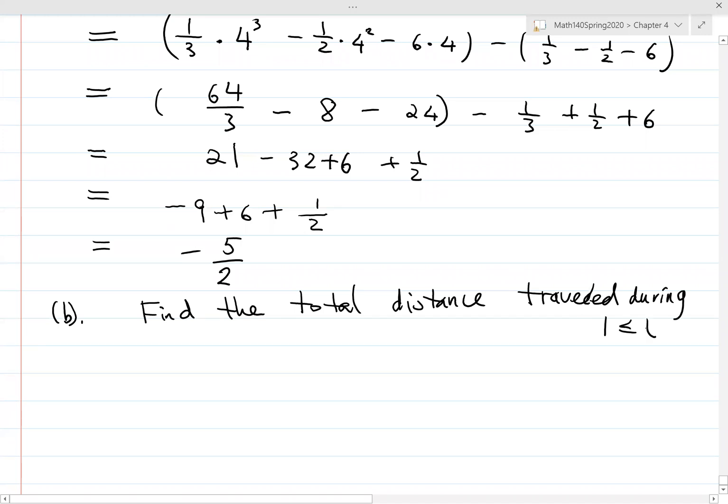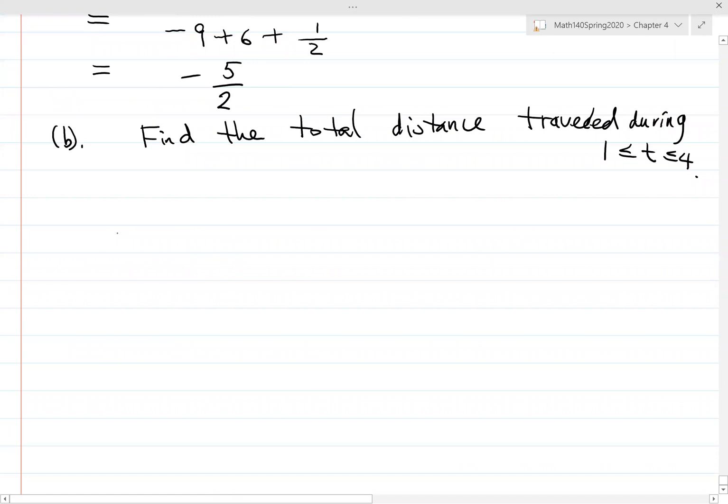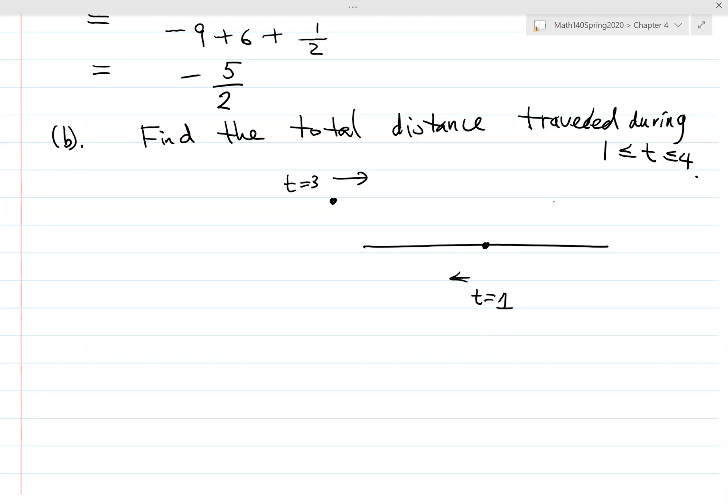From 1 to 4. As we mentioned earlier, the particle changes direction. It starts at the initial position at t equal to 0, and then at t equal to 1, it changes. Sorry, t equal to 3 is where it changes direction. Now at t equal to 4 it is still positive. So we need to calculate the distance traveled from 0 to 3 and the distance from 3 to 4.